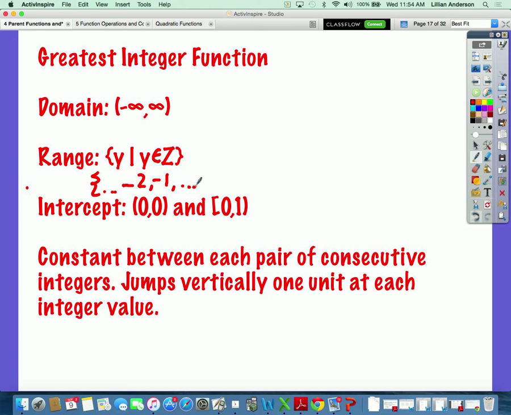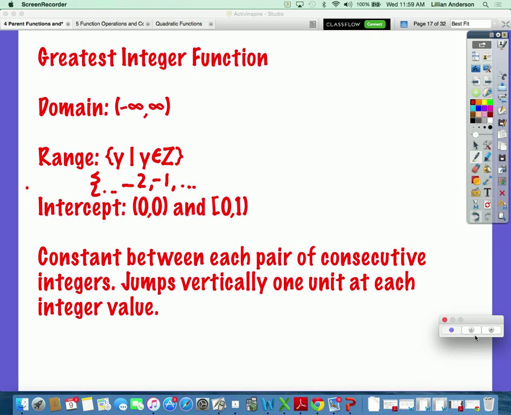Your intercepts are there as well. And when you think of increasing, decreasing, or constant, it's only constant between each pair of consecutive integers. What does consecutive mean? Consecutive. What does that mean? SAT word. What does that mean? Not repeating. Right after each other. One right after each other. And it vertically jumps 1 unit at each integer value.